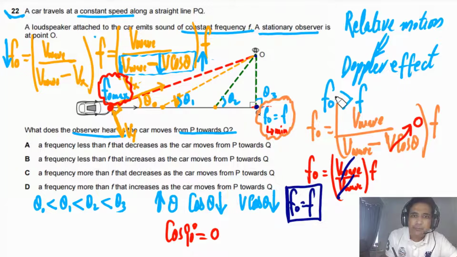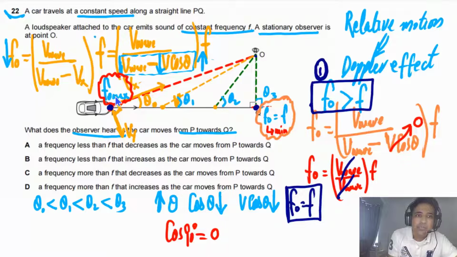So for the Doppler effect, we have discussed one very important point for this question: f observed is always greater than f. When the source moves from this point to this point, f observed is greater than the frequency of the sound produced by the source. So this is one point, and you need this point to answer this question.